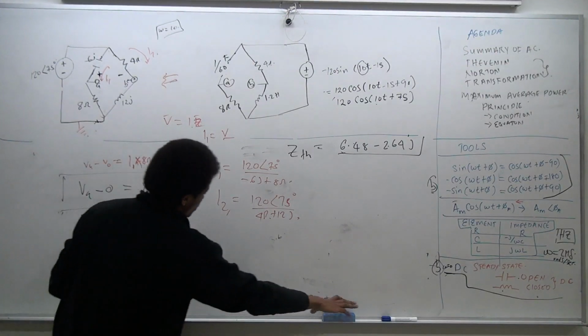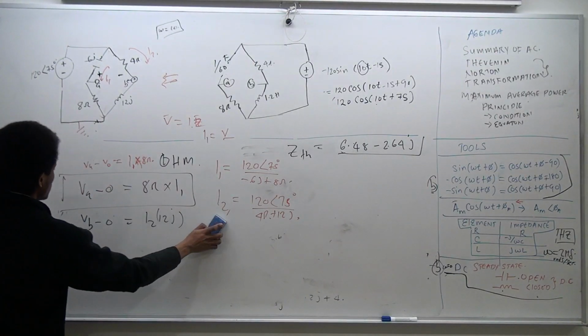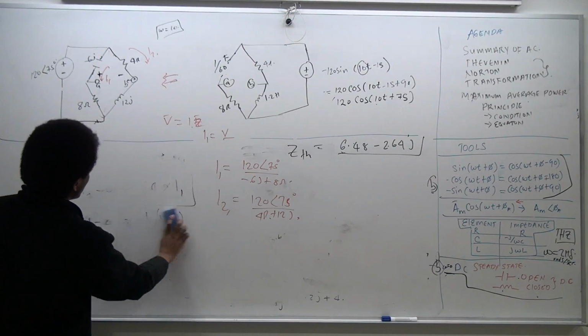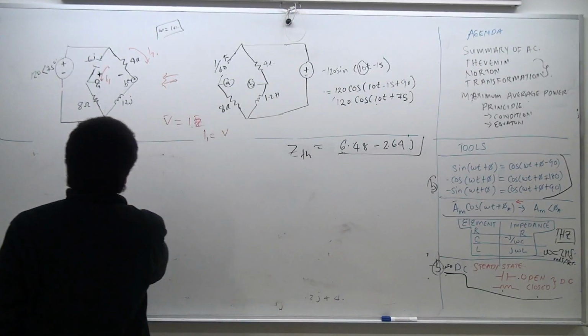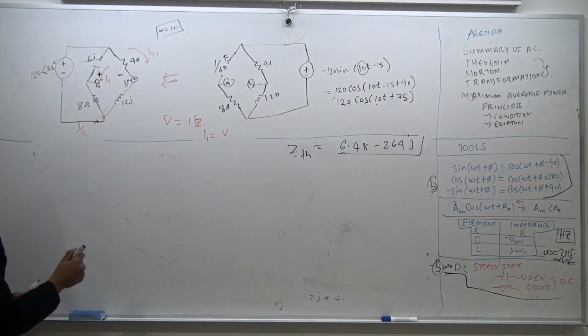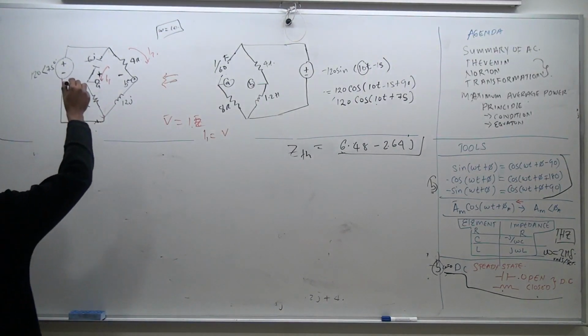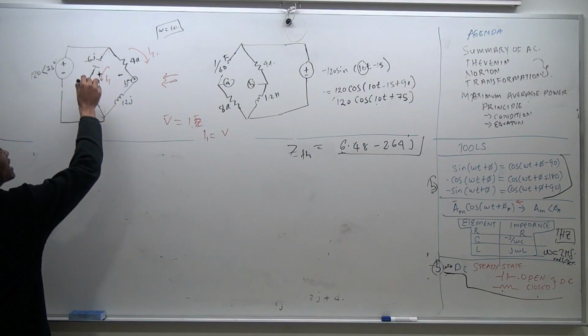This is using Ohm's law. If you don't want to use Ohm's law, for example, you could apply KCL, which is another technique. Another technique is using KCL. With KCL, you say, you know what? Let's apply KCL at node A.